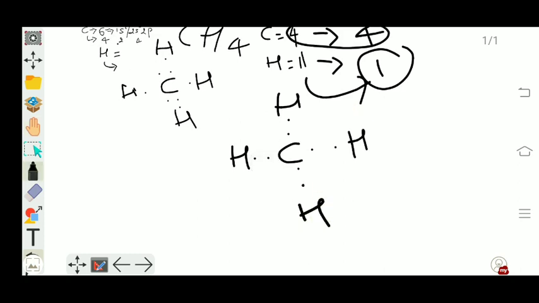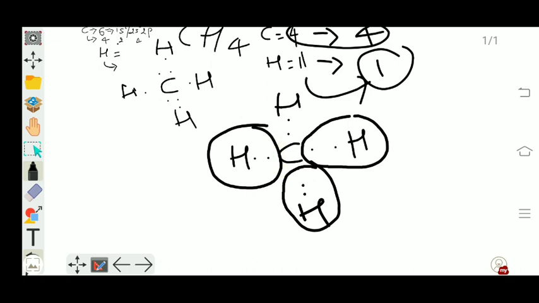Now, as I told you initially, hydrogen follows the duplet rule, so these 2 electrons help hydrogen attain stability. Again, these 2 electrons are for hydrogen, and likewise for the other hydrogens.